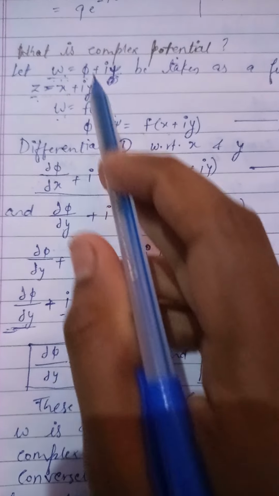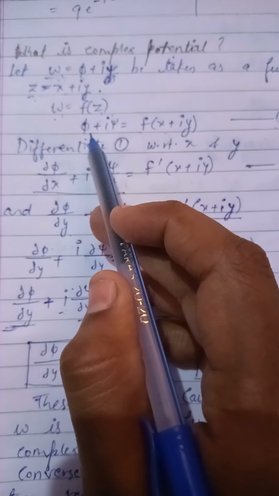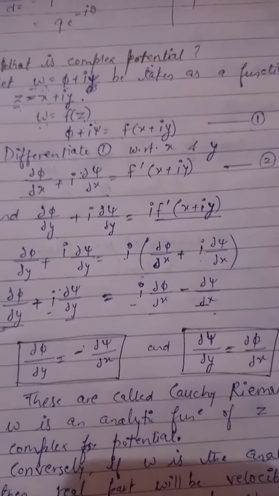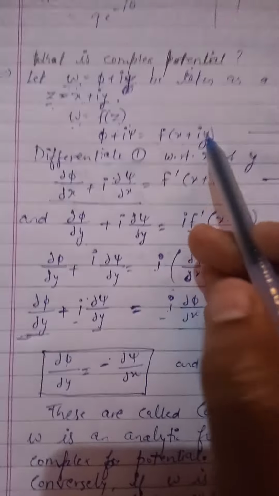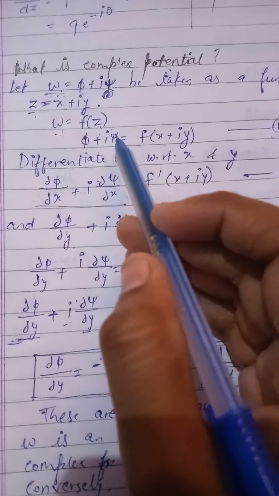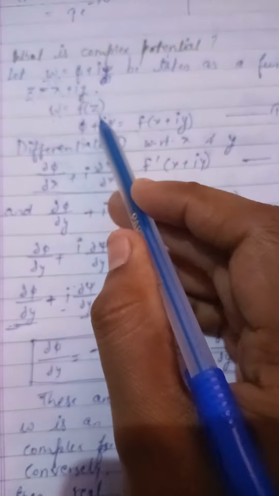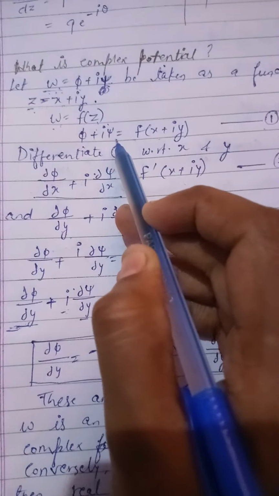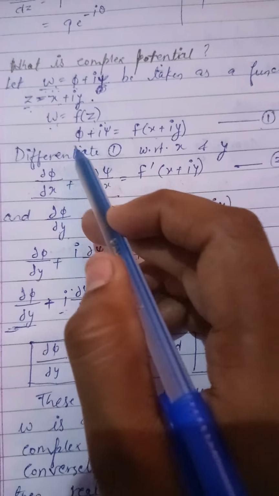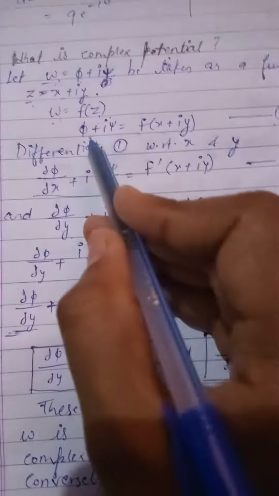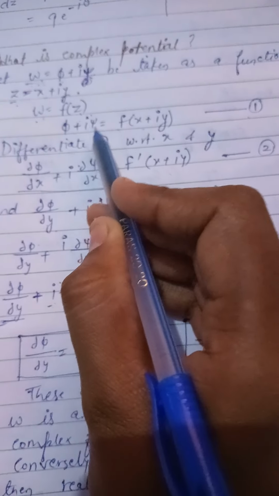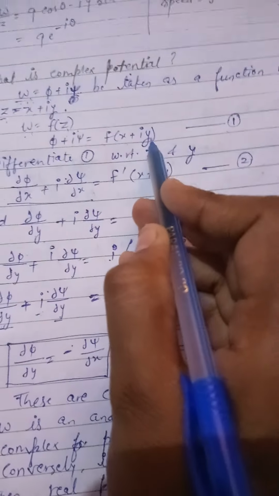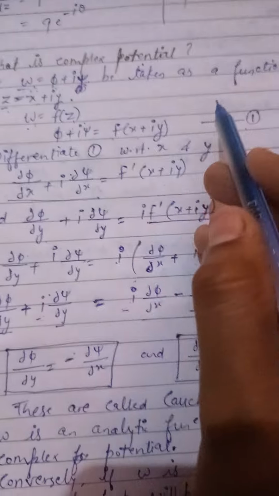Then we substituted this value from here to here: phi plus i psi is equal to f of z. I hope now it's visible properly. W is a function of z, so W is equal to f of z. W is a function of phi and psi, and it's a complex function, so it constitutes phi plus i psi in this way, meaning x plus iy form, and z is a function of x plus iy. So we call it number 1.